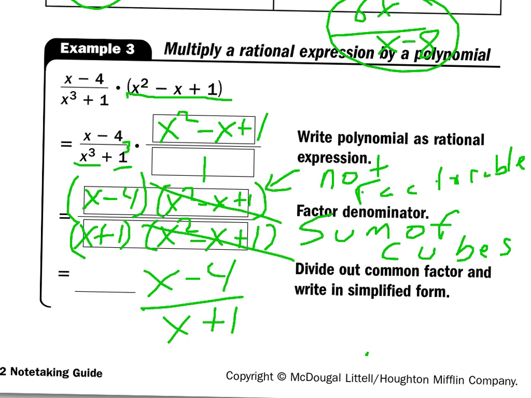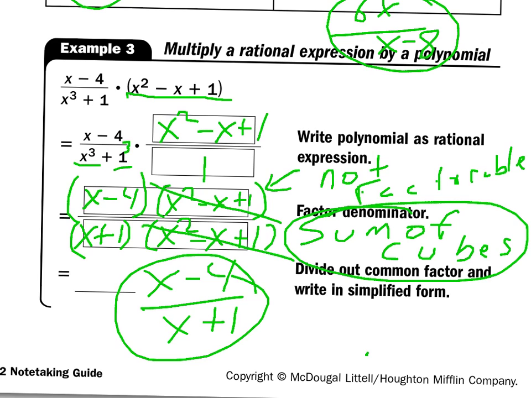Does that make sense? I hope that difference of cubes is the tricky, or the sum of cubes. We're going to do a difference of cubes in just a minute, and that's going to show up on the test and the quizzes, and so you got to be ready for that.